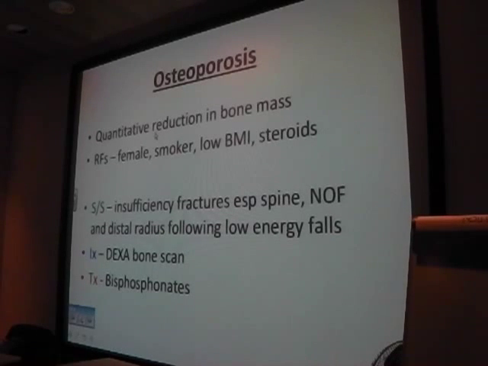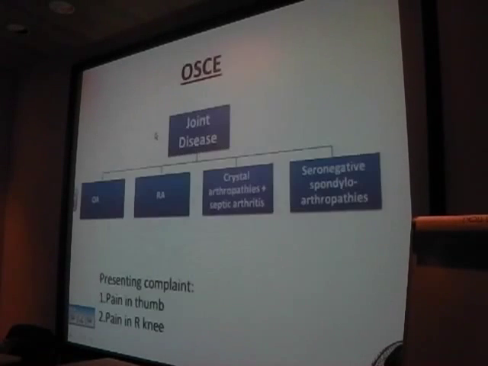So when someone comes in with an insufficiency fracture, then that's when you have to think about osteoporosis, especially if they're on long-term steroids. So you do a DEXA bone scan, and that'll tell you, and then you treat them with bisphosphonates. It really is this simple. Just learn little bits of information for each condition. That's all you need to do.